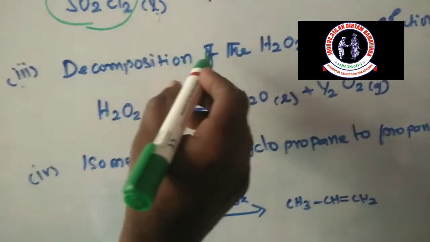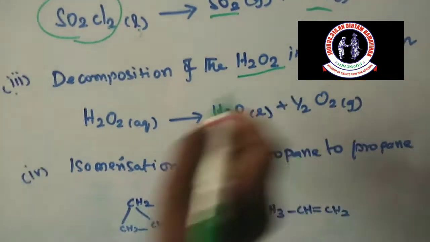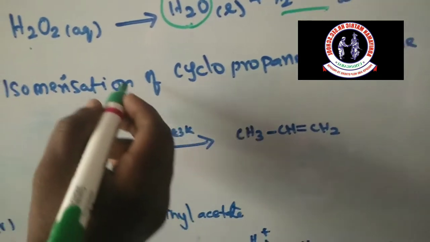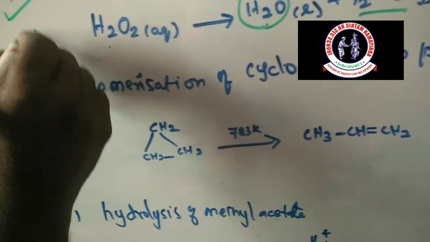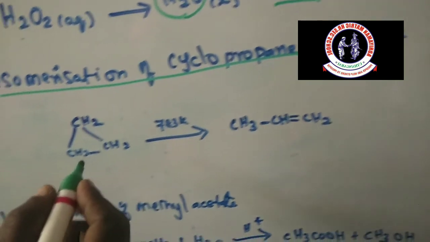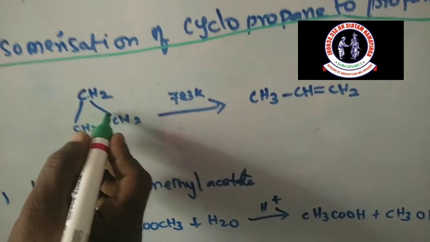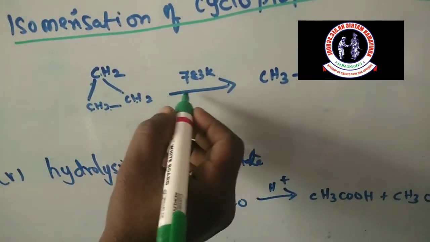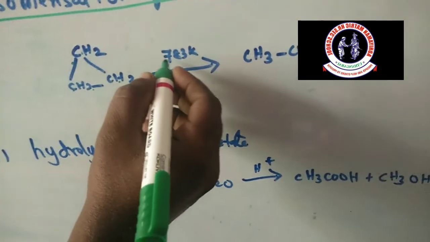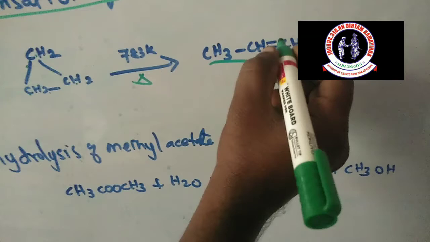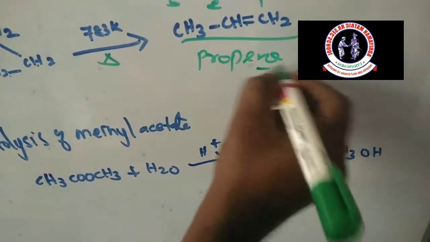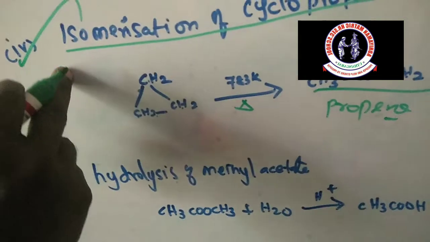Third one, decomposition of hydrogen peroxide in aqueous solution. Hydrogen peroxide undergoes a decomposition reaction to form water and half a mole of oxygen. This reaction also follows first order kinetics. Next one, isomerization of cyclopropane to propene. Cyclopropane is nothing but CH2, CH2, CH2 joined in a ring. This compound undergoes an isomerization reaction at 783 Kelvin to form propene, a compound with a double bond. This reaction also follows first order kinetics.